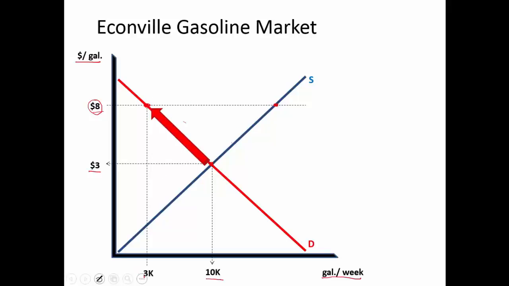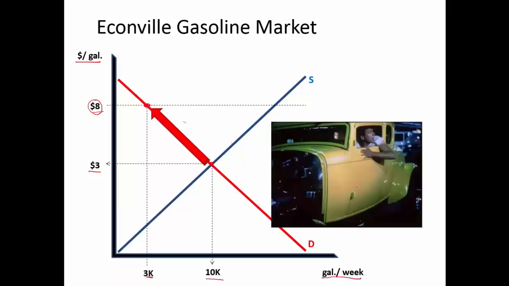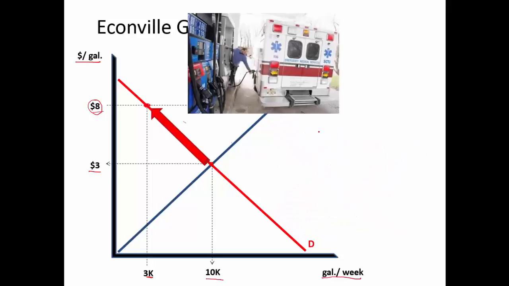So buyers are now only buying 3,000, and that means they're buying less. So what they're going to do less of is low-valued uses of gasoline. Here the teenagers are probably going to spend less time cruising on Saturday night because they can't afford it. We're going to continue buying high-valued uses of gasoline. The ambulance crew is going to go ahead and bite the bullet and pay for this higher-priced gas because their use of gasoline is much higher value.